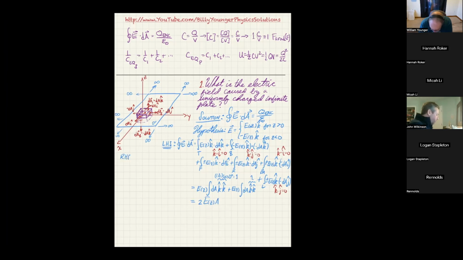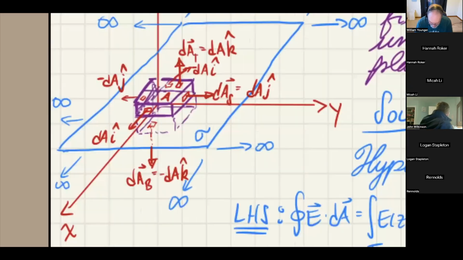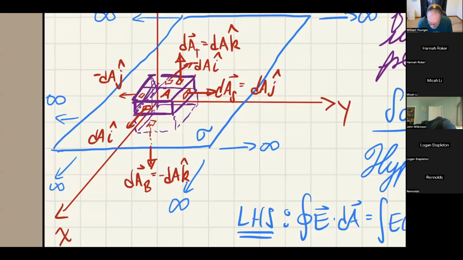And the right-hand side, with the drawing, should be able to be solved very easily. It's Q enclosed inside of that little box over epsilon 0. Can anybody tell me what Q enclosed would be? Let's zoom in and hopefully you can see everything you need to see. Anybody tell me what Q enclosed is going to be now?